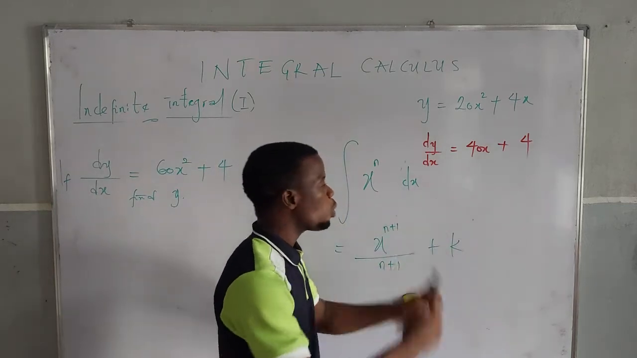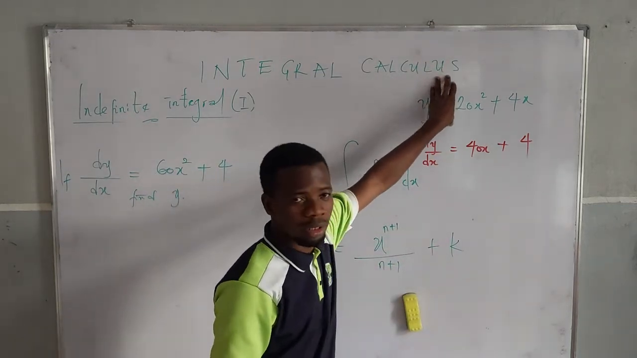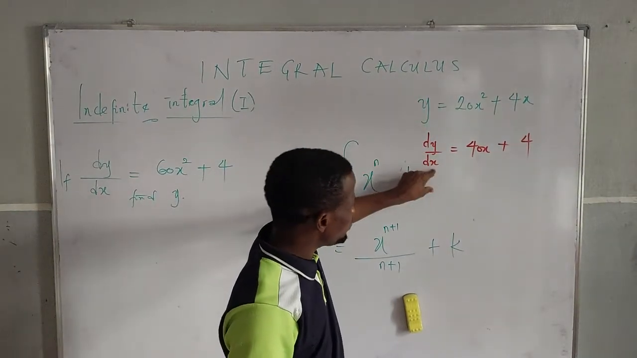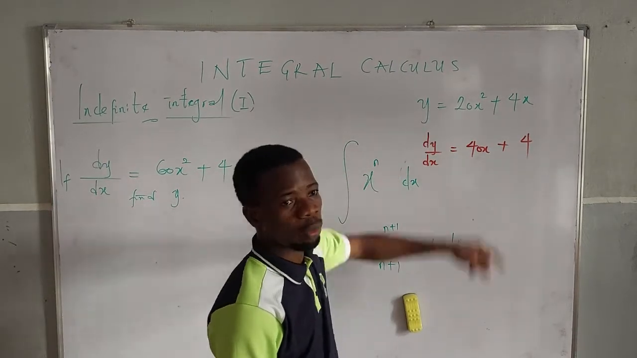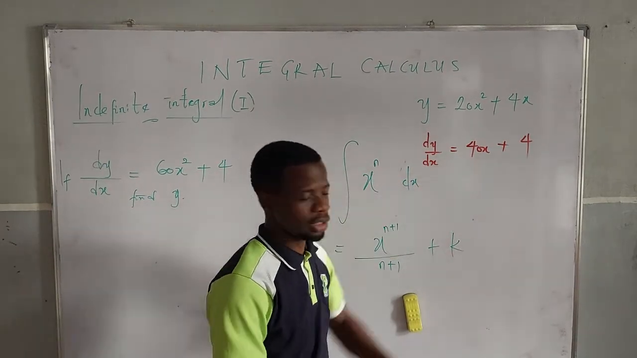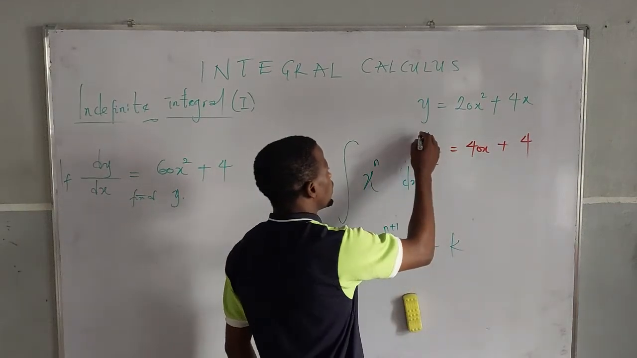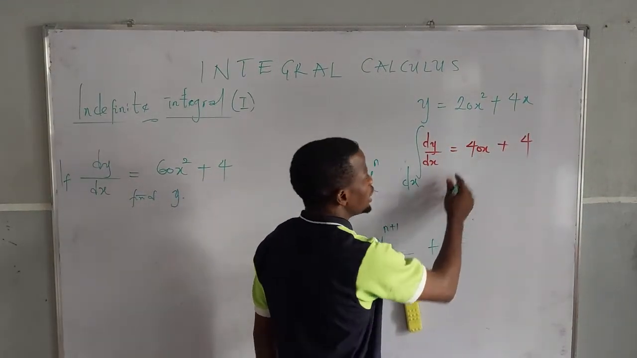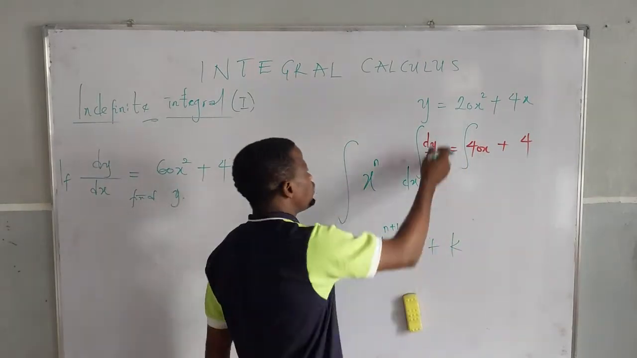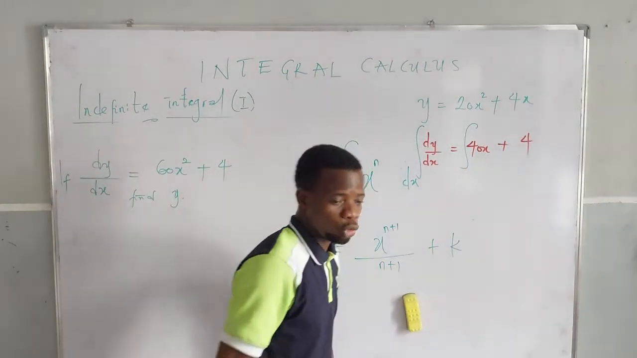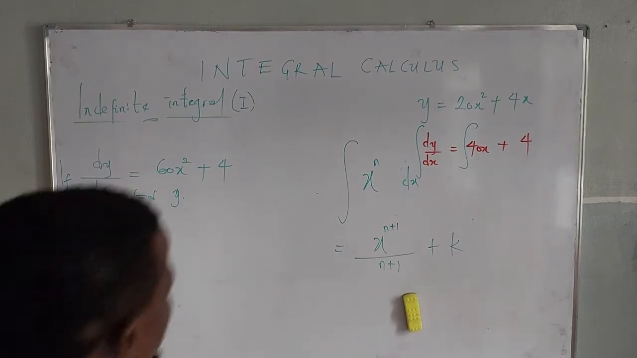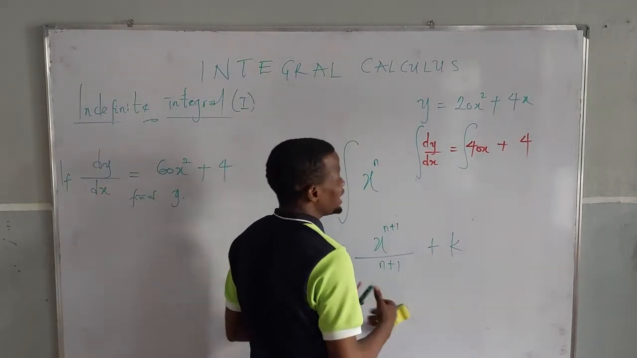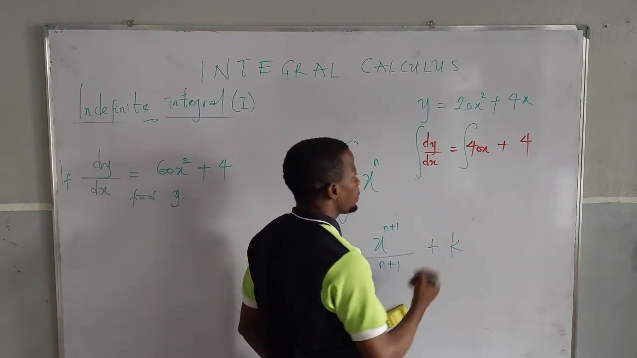Differentiating this function with respect to x gives us this. If we want to get the function back, we integrate. Integrating this will bring the function back. Integrate both sides. If we integrate dy dx, we are going to have the function y.